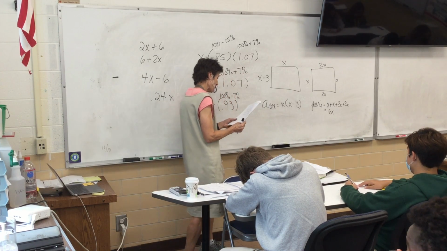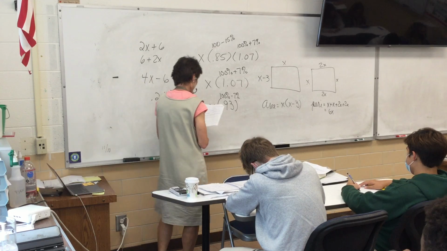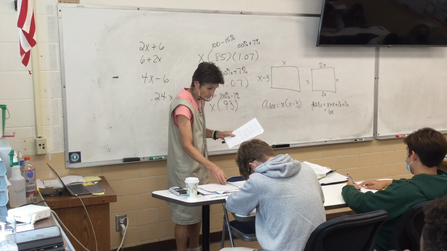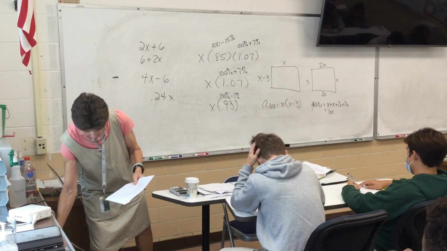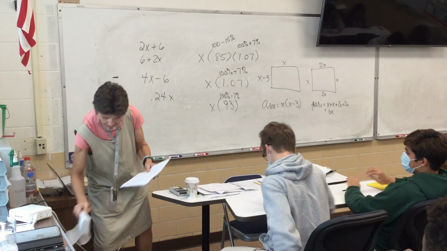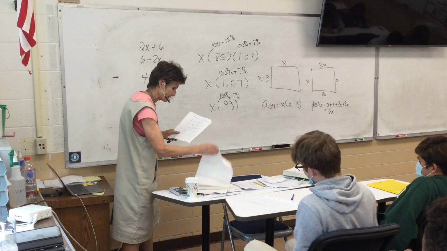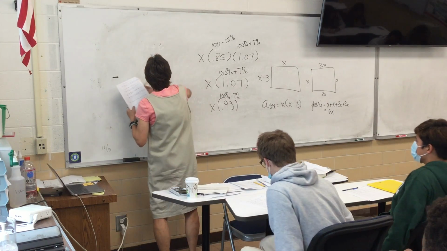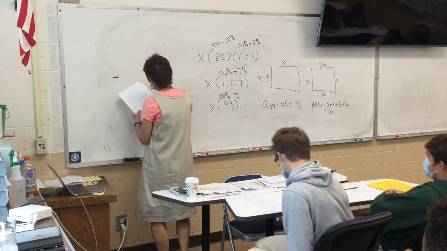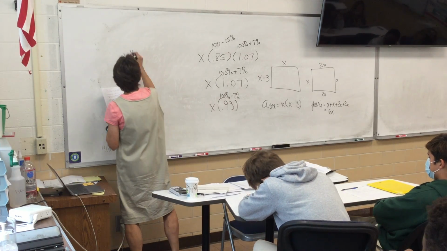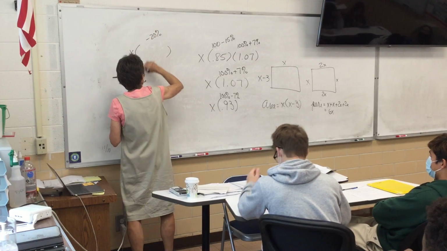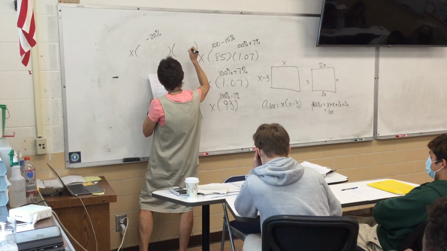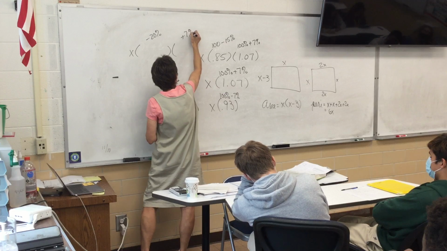Here's another one of these. The final cost of an item whose original price is X, and there's a 20% discount and a 7% tax. Alright, so here's my original price. I have a 20% discount, and I have a 7% tax.